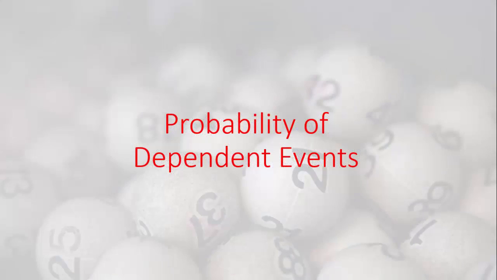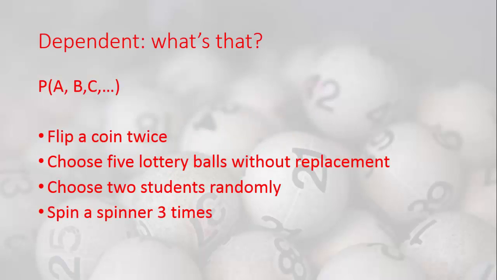Probability of dependent events. Let's make sure we understand the definition of dependent events. When a probability question is asking about multiple steps, if the outcome of one step affects the possible outcomes of another step, those are dependent events. So let's look at some examples and talk about it.